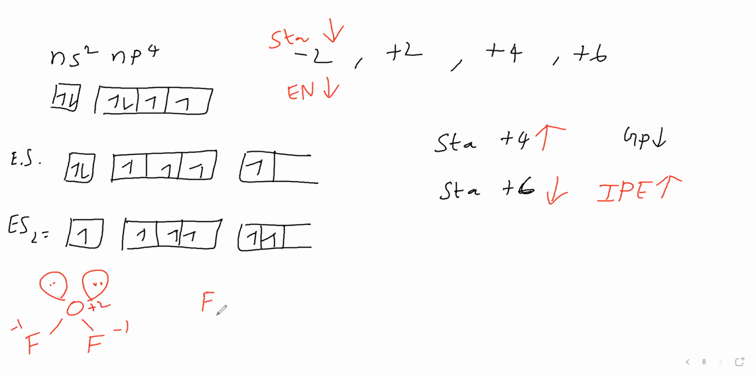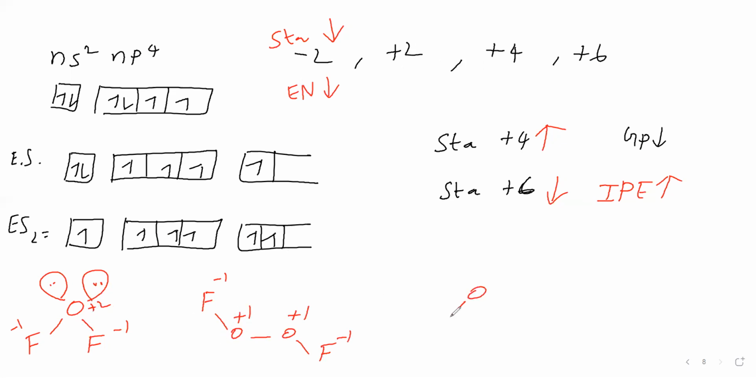Then we will take O2F2. Fluorine shows -1, oxygen shows +1. Here both oxygens are the same, therefore the bond is shared equally by both and does not shift to any one side. So here -1, here +1. Oxygen shows +1. In general, -2, +2, +4, +6 are common. In addition, oxygen shows +1. So oxygen showed +2 and +1.